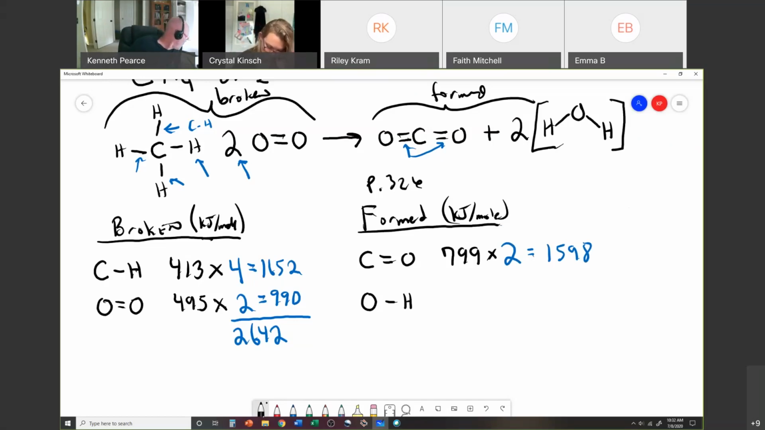And we look on our table and we say OH, and I see 463. And that is times 4. Because there are 2 of them here, but then we have 4 altogether. Everybody with me so far? All right. You see that, right? Each water molecule has an OH, and then there's 2 of them. So that makes 4 altogether. And so let's see, 463 times 4, and I get 1852.